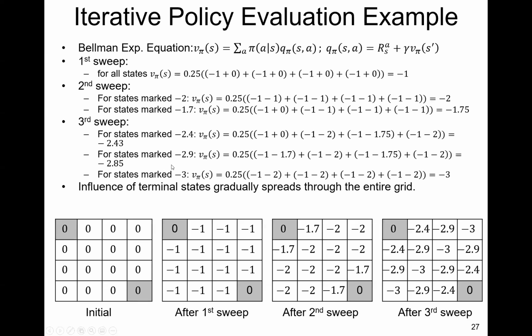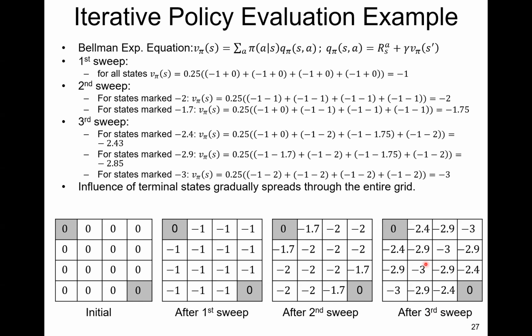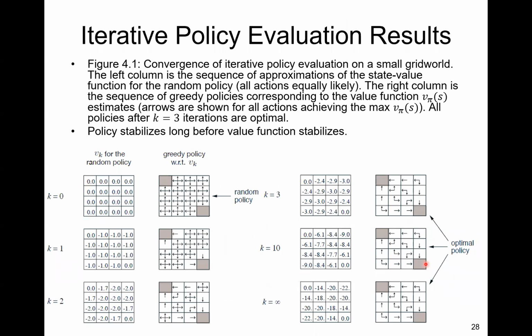You can see that as you go through an increasing number of sweeps or iterations, the influence of the terminal states gradually spreads through the entire grid. Initially, only these two states are affected by the terminal states with value 0, and gradually it affects more and more states. For this grid world, if you perform the iterative policy evaluation for many iterations, it will gradually converge.